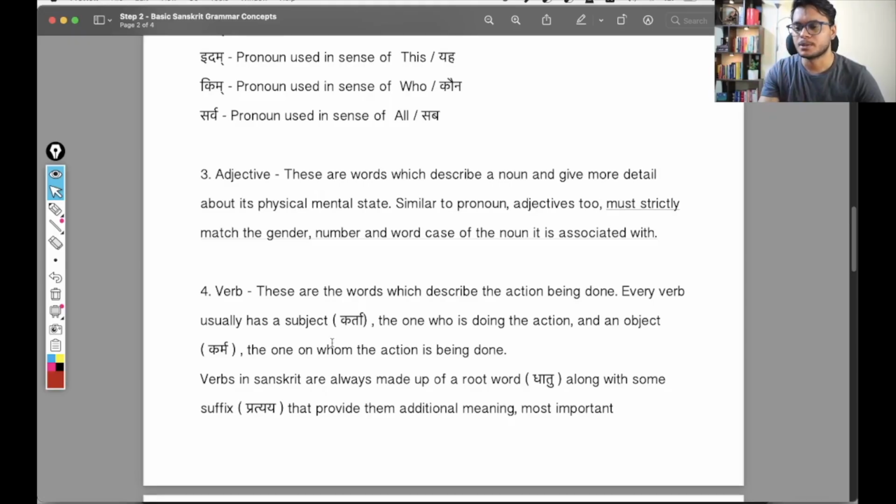What are the three properties? Gender, number, and the word case. Okay, simple as that. Then we covered verb. That verb will have a verb root. Through that root, everything will emerge.